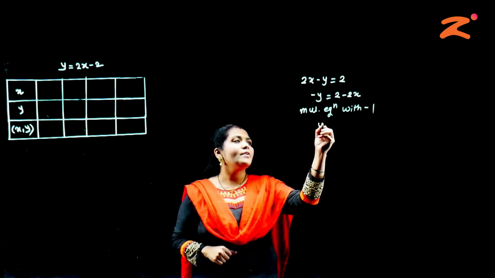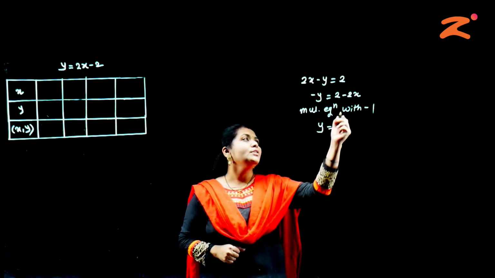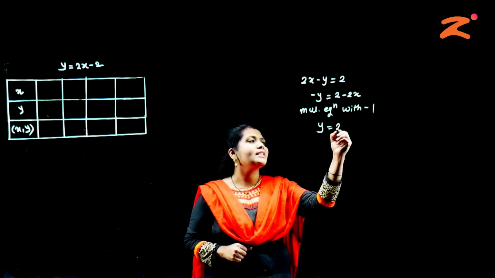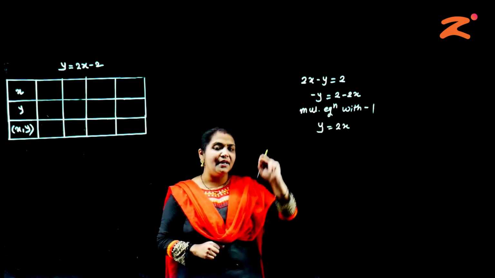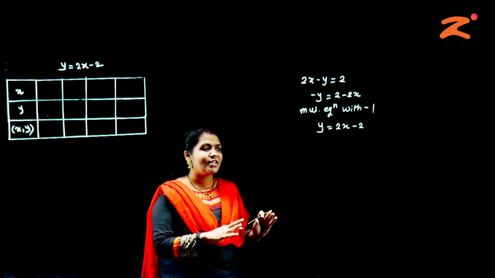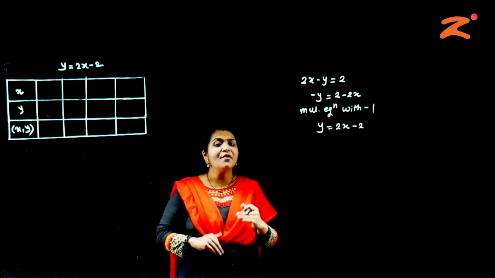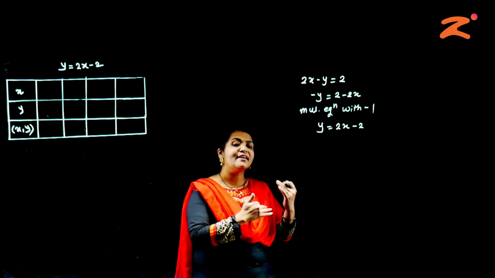See, this equation will turn from minus y to y, which equals, now this minus 2x will turn into 2x, and this plus 2 will turn into minus 2. Now the equation is quite easier. It looks quite easy to us. Now what are we going to do?